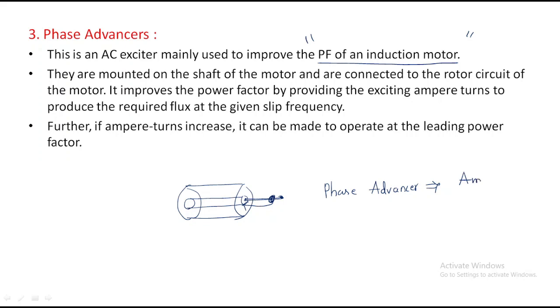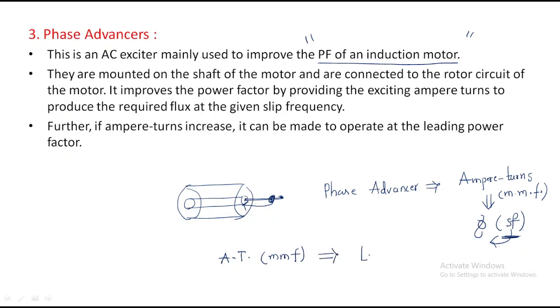It will produce ampere turns, that means MMF. Whenever the MMF is produced in the circuit, it will automatically generate the flux, at a given slip frequency. In the rotor, the generated frequency is always the slip frequency, not the normal frequency. Further, if ampere turns increase, it can be made to operate at leading power factor. If the ampere turns, that means magnetomotive force, increase, then it will act at leading power factor. If the MMF is low, then it acts at lagging power factor.